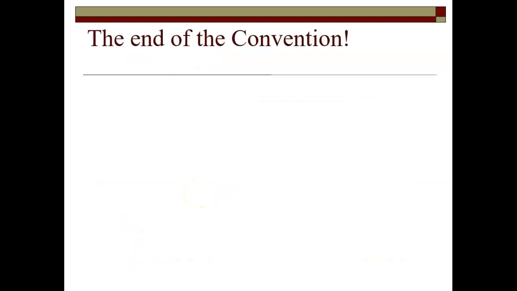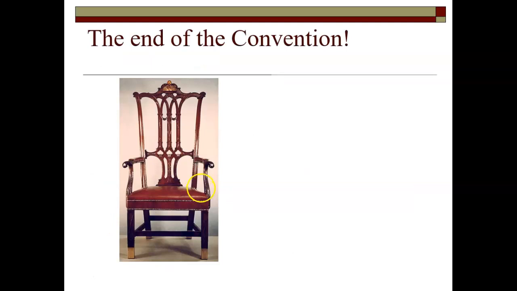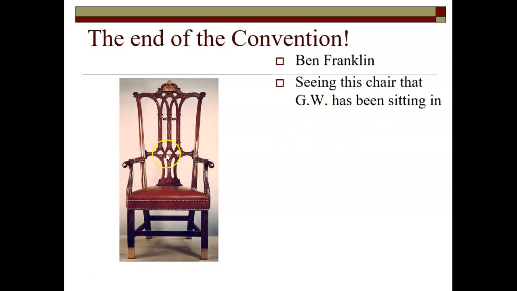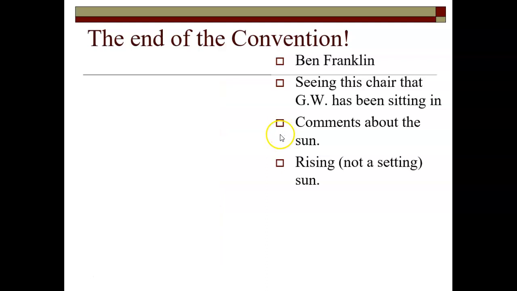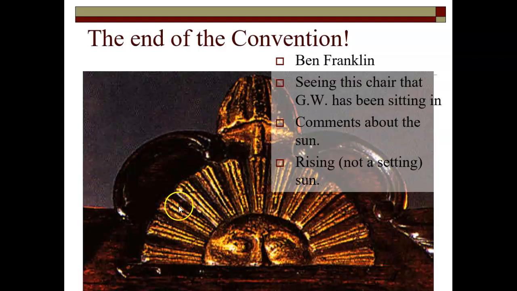So, the end of the convention comes, and you have George Washington sitting in this chair for the last 4 months. And Ben Franklin has been staring at that chair on and off, occasionally, as Washington would get out of his seat and wander around the room and talk to people. He saw this design, he saw this chair, and he saw the comments about the sun. I don't know if you can see that there. And he always thought to himself, is that a rising sun or is it a setting sun? And at the end, he felt not everything in the Constitution was great, but he thought it was a pretty good plan. But he was definitely under the understanding that this would be a rising sun. So I put this in here to sort of show you the chair up close.